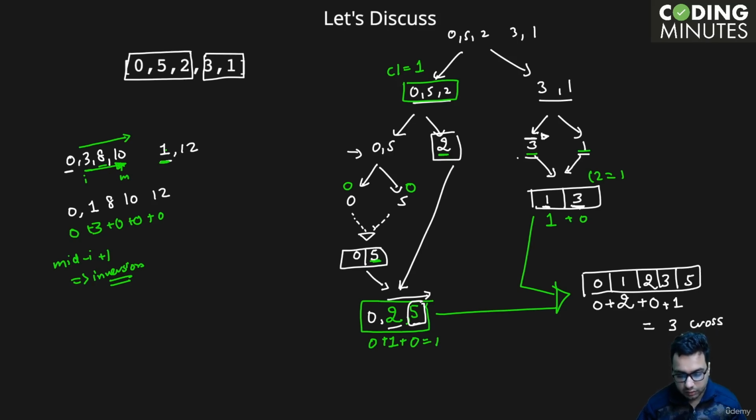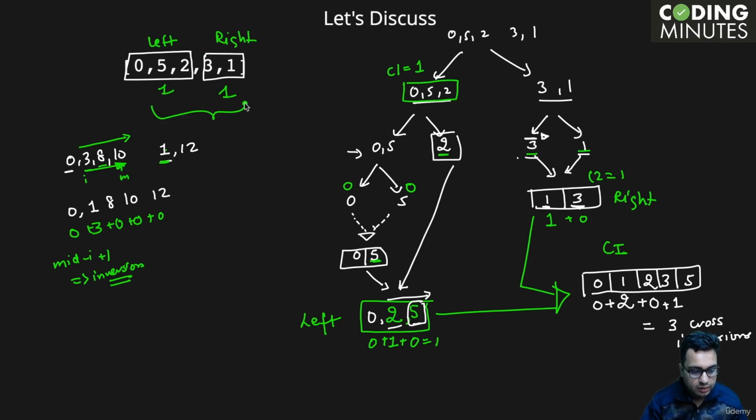So what is going to be your final answer? Your final answer is going to be nothing but the number of inversions in the left part, plus the number of inversions in the right part, plus the number of cross inversions. In this case, the left part has one inversion, the right part has one inversion, and the combined part has 3 more inversions. So it becomes 1 plus 1 plus 3, that is going to be 5.